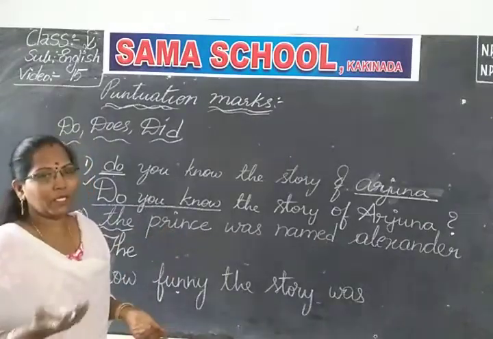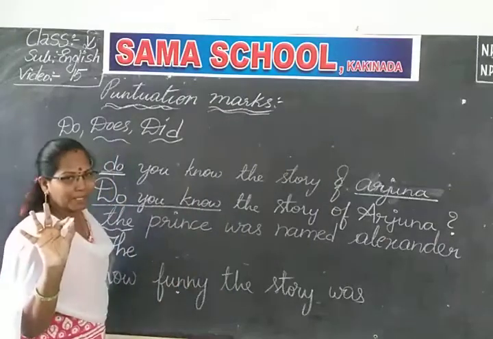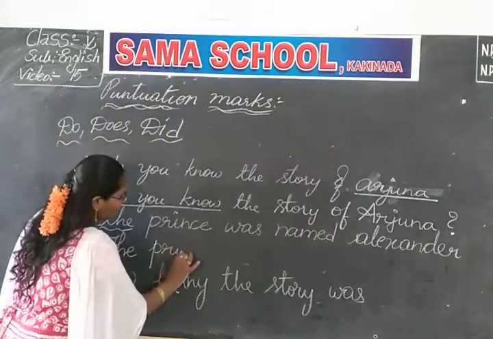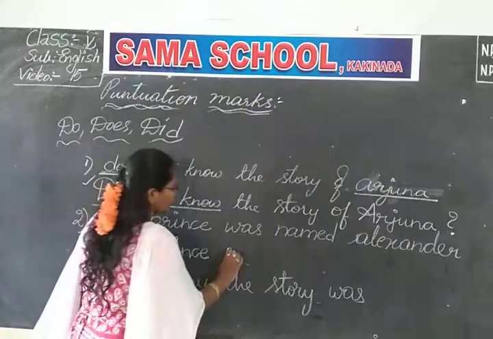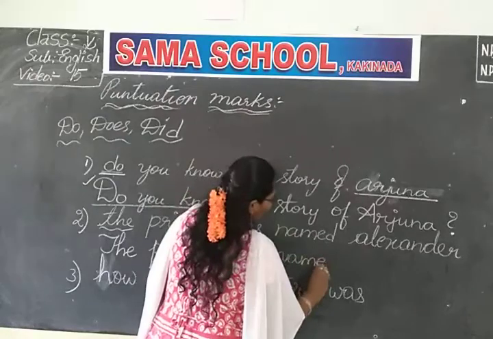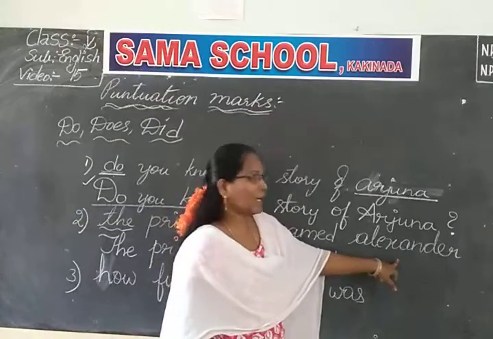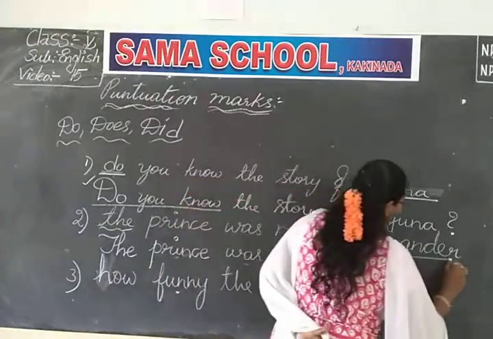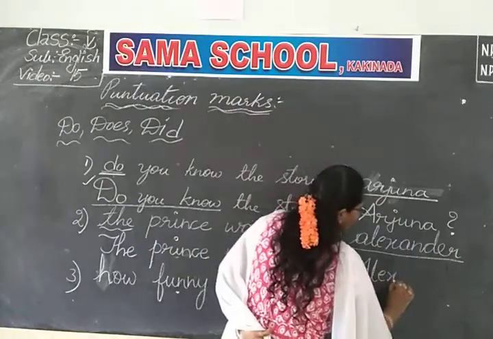So it's a common noun. Common nouns, no need to use any capital letters. So simply write down the word prince as it is. The prince was named Alexander. Again, Alexander is a proper noun, the name of a particular person. A should be written as a capital: Alexander.